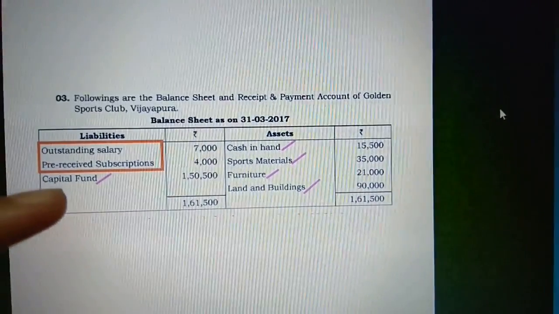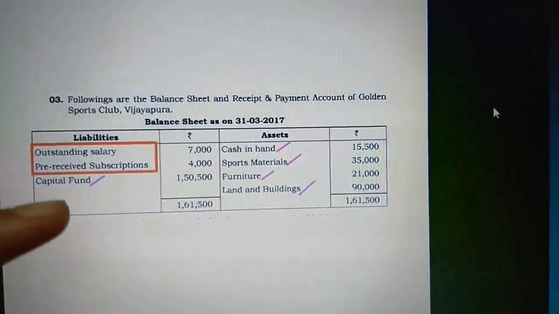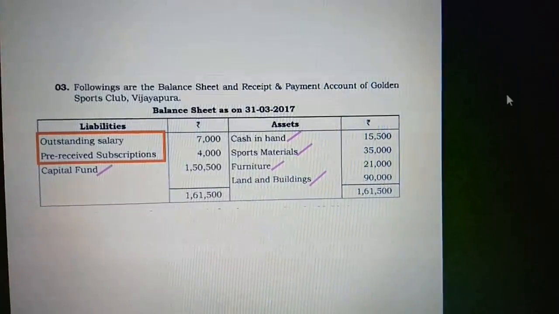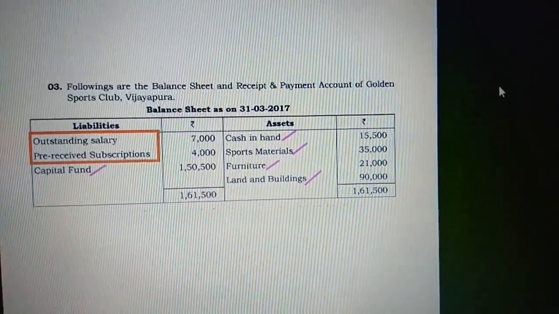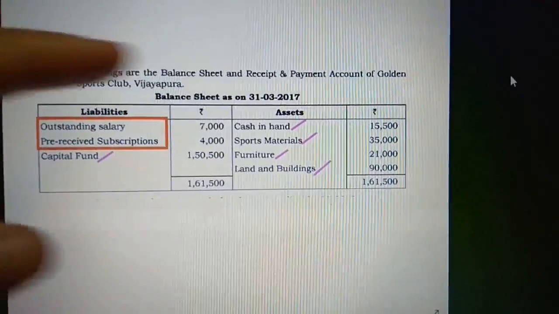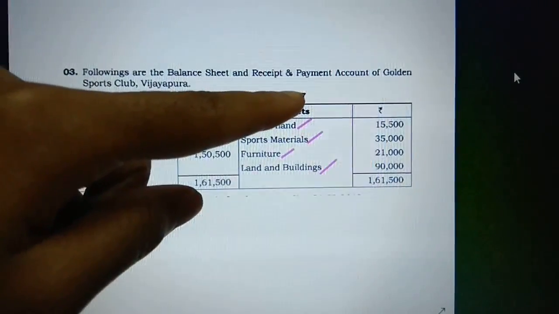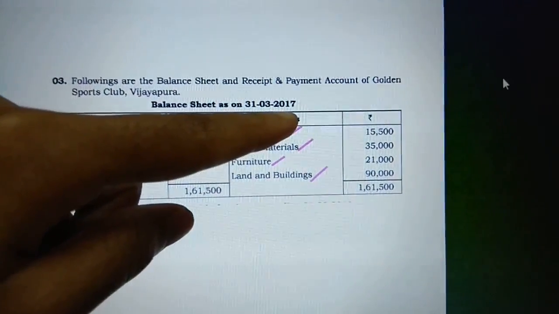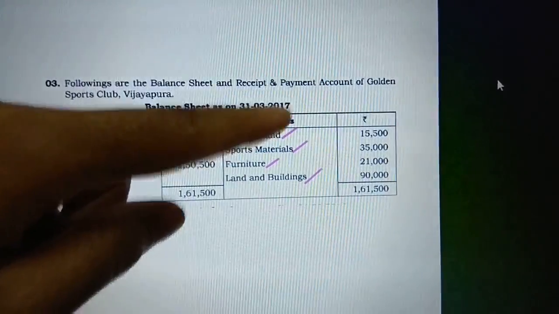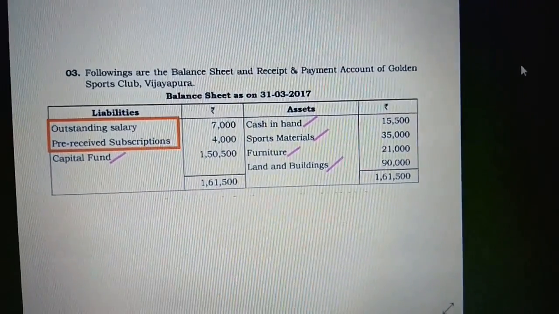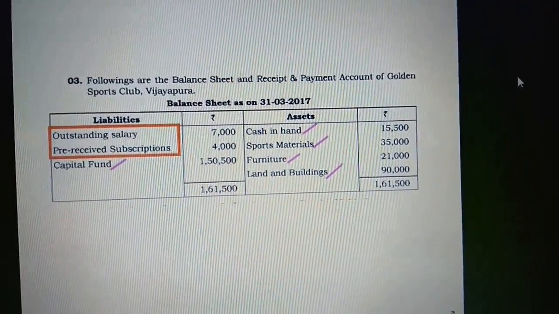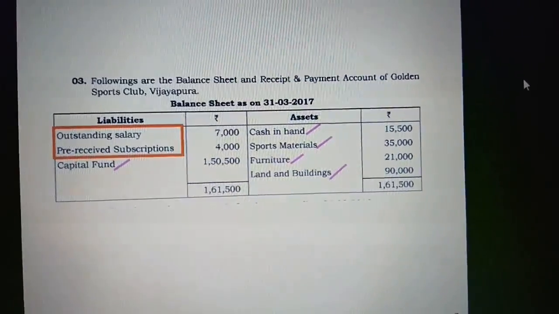On the liability side, only the capital fund is the one which is going to appear in the new balance sheet which we are going to prepare today. So this balance sheet is for 31st March 2017, but what we are going to prepare is for the current year, 31st March 2018. So just observe, this is the first thing which we need to do. Whatever we are going to take for the balance sheet, just put a tick mark.